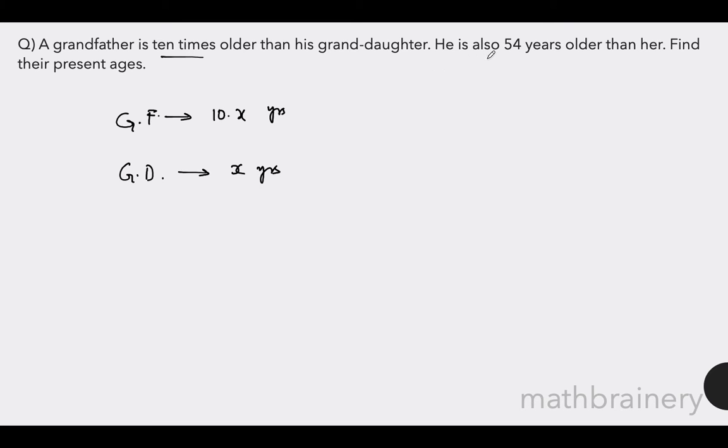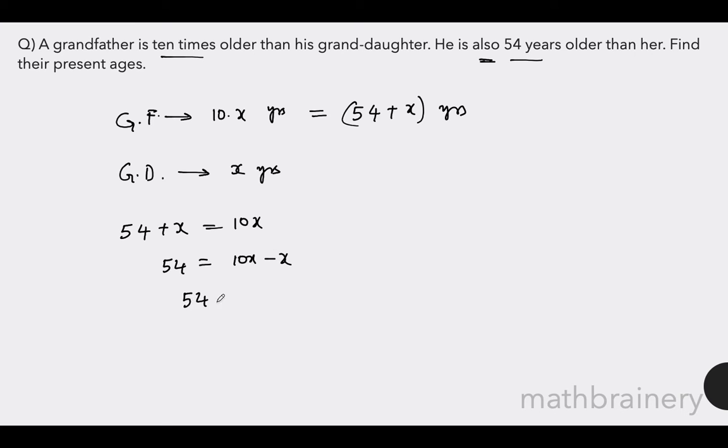What is given? He is also 54 years older than her. That means this grandfather is also 54 years older than her. That means 54 plus x years. So what we have now, we have a linear equation. 54 plus x is equal to 10x. So that means 54 is equal to 10x minus x when we transpose x to the right hand side. That means 54 is equal to 9x. So what is x now? X must be 6. So the granddaughter's age is 6 years.